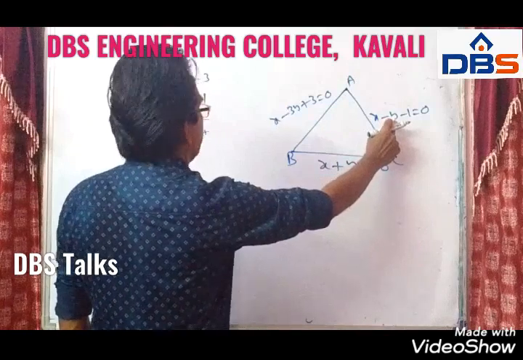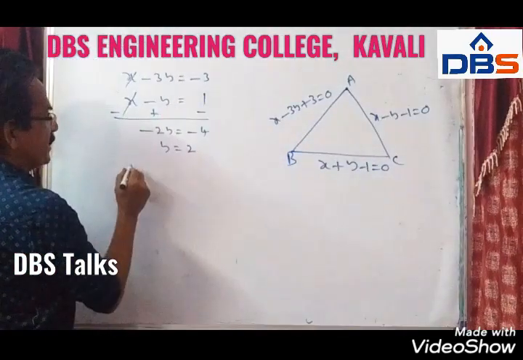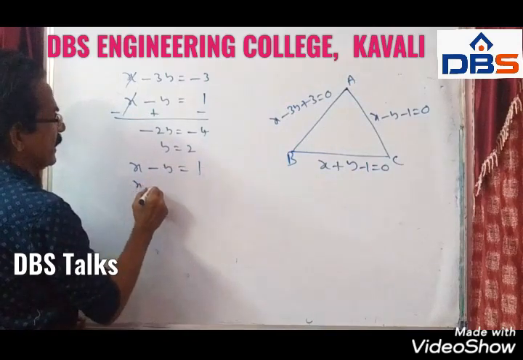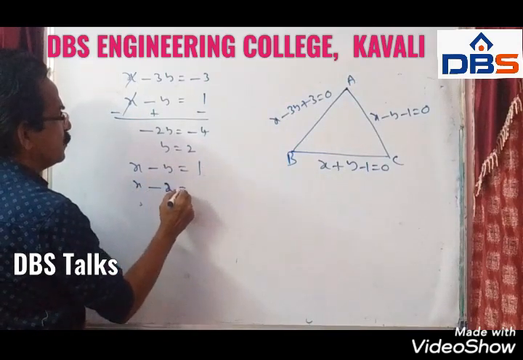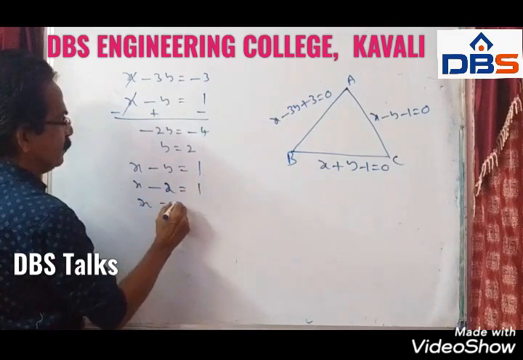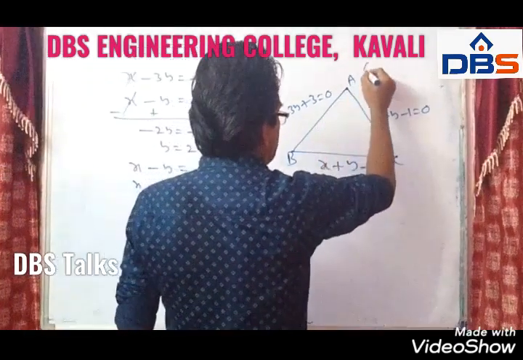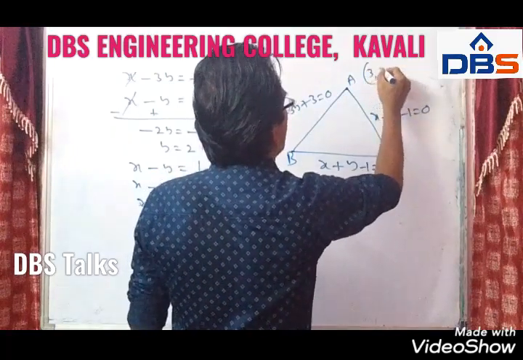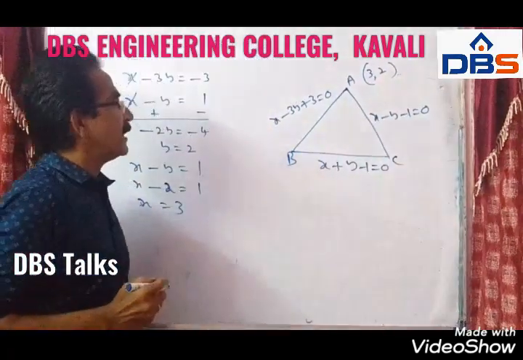Let us substitute here. x minus y is equal to 1. x minus 2 is equal to 1. x is equal to 3. So the coordinates of A are (3, 2).